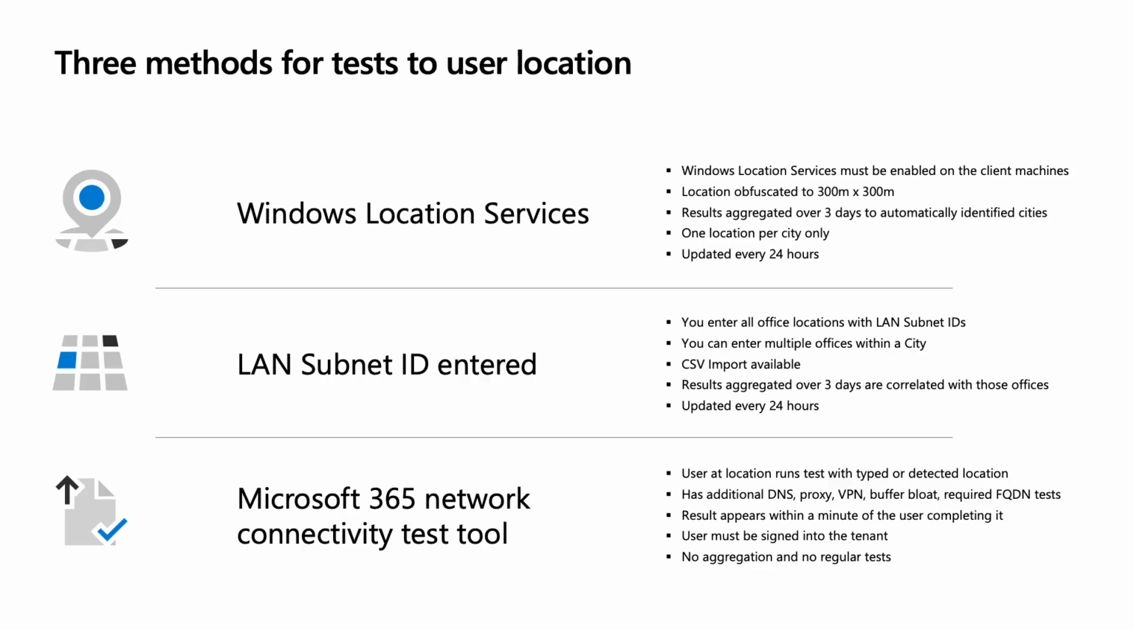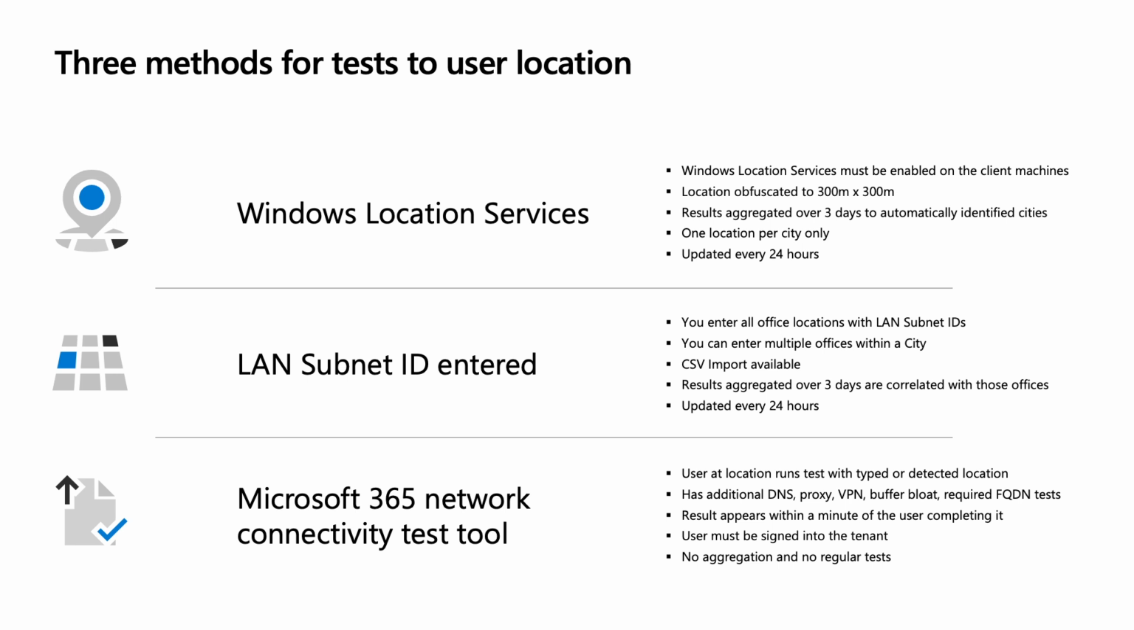So I mentioned that it's very important to identify the location where your users are, and all of this network connectivity is specific to a location. So we have three methods that you can identify the location where your network connections are coming from for your users. And depending on your requirements, you may choose one of the three. Let's take a look at the pros and cons of each.